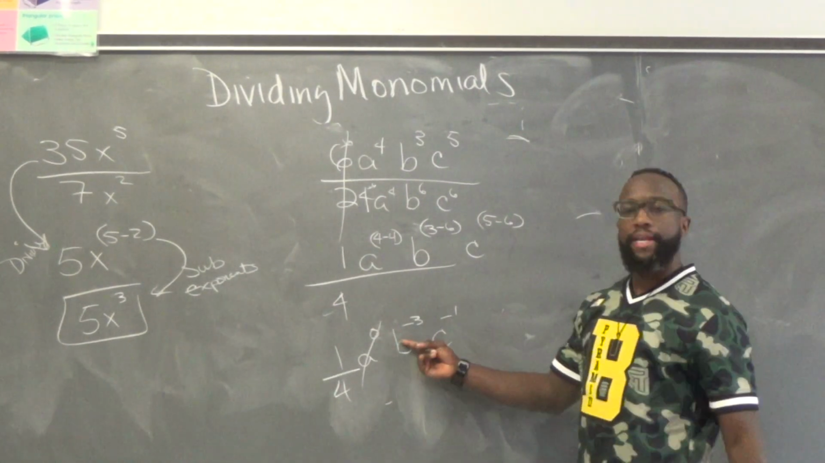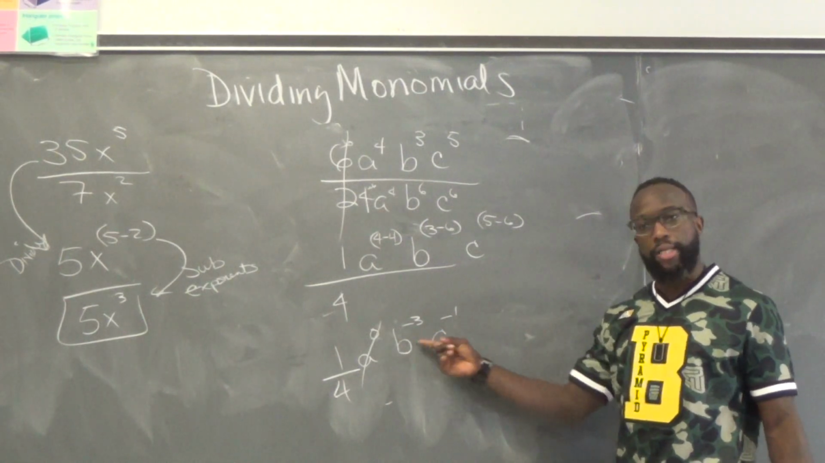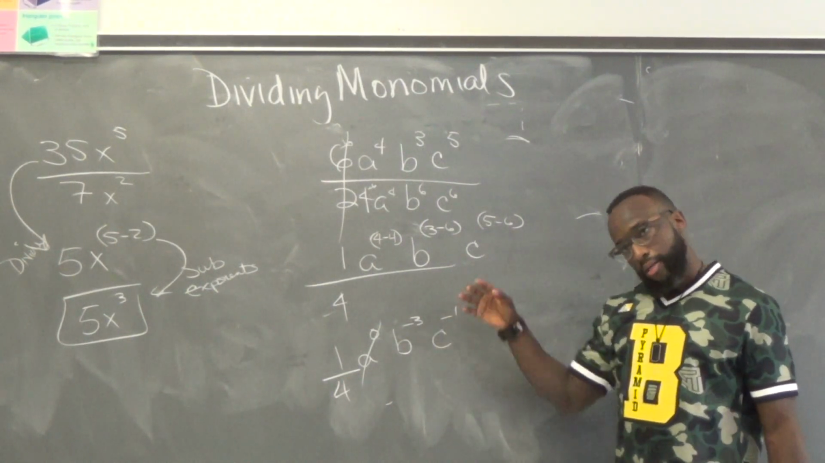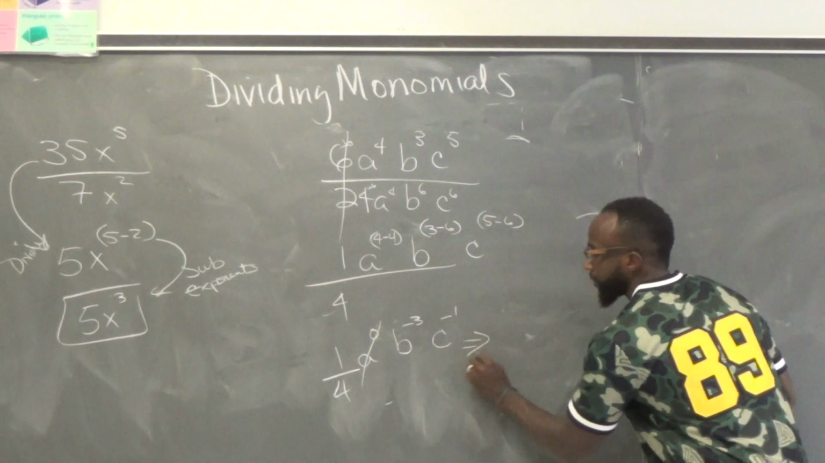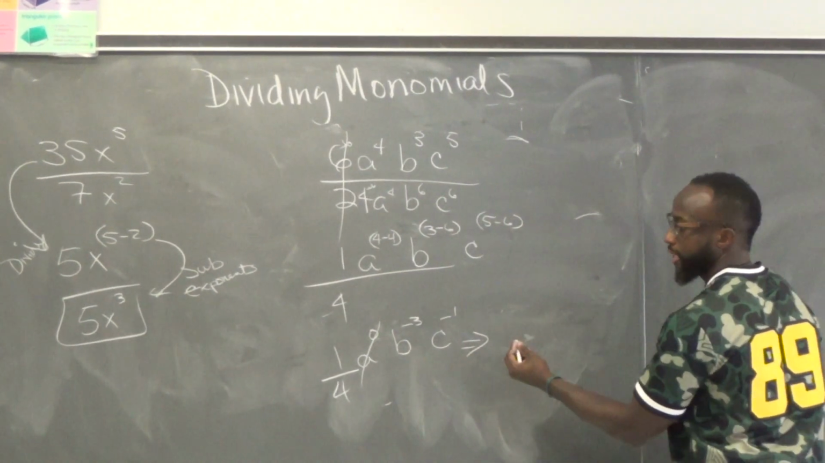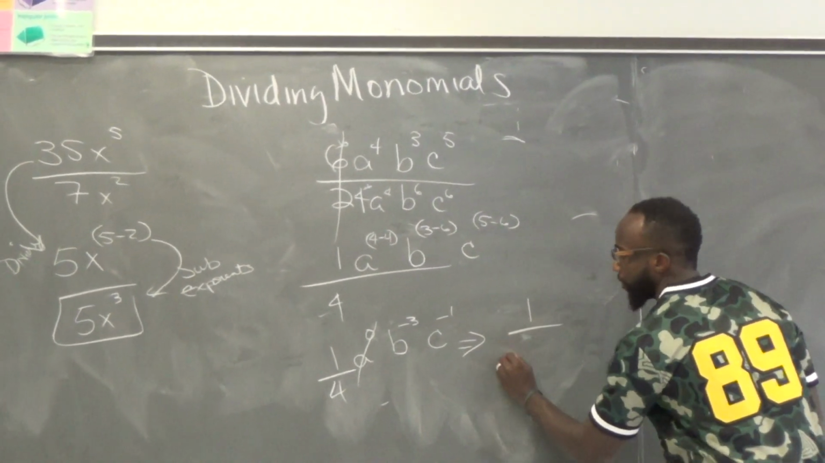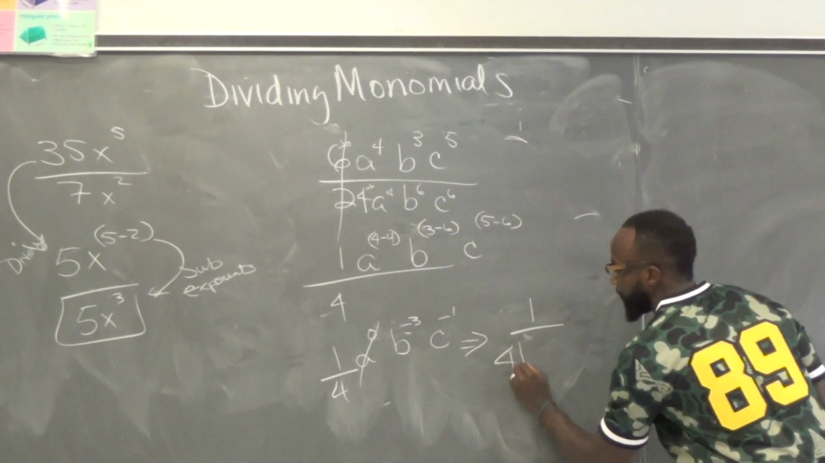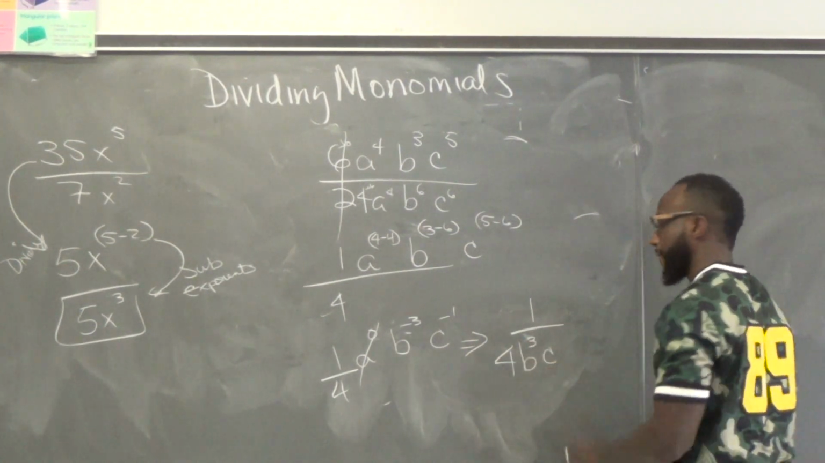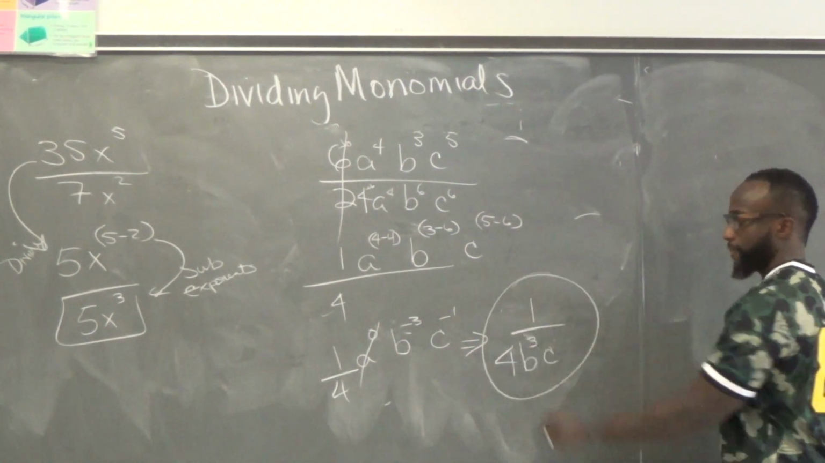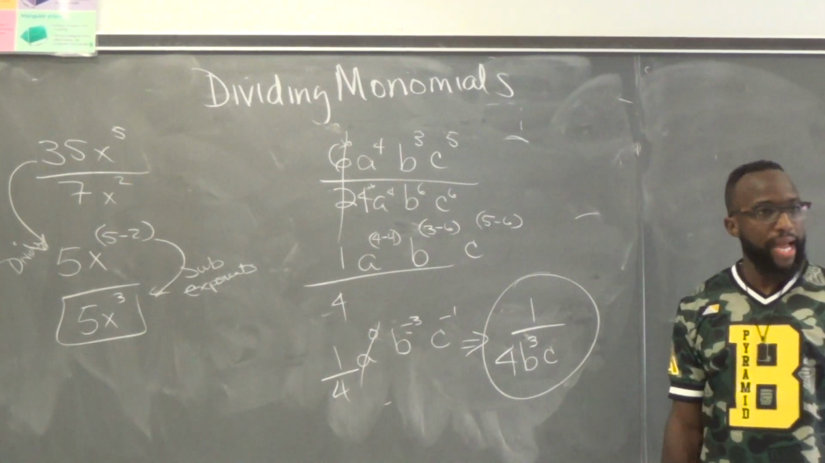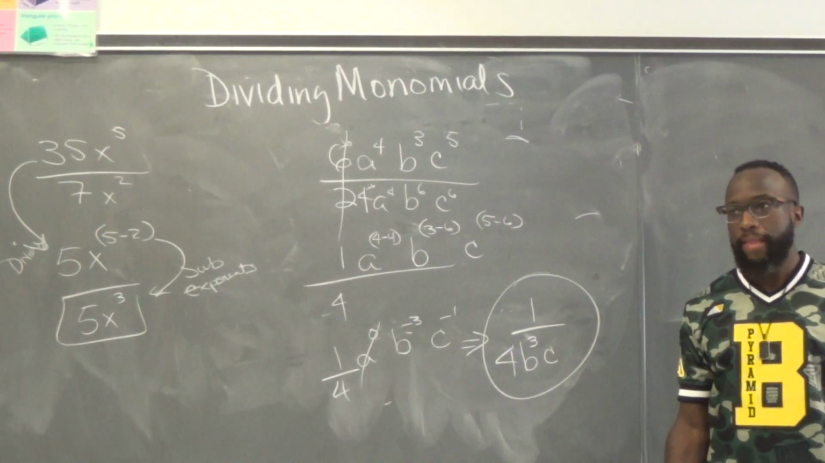Then we have these negative exponents. What do you do with these negative exponents? Bring them down. Alright, so then your answer is going to be 1 over 4 b to the 3rd c. That's it. Y'all get that? Any questions?